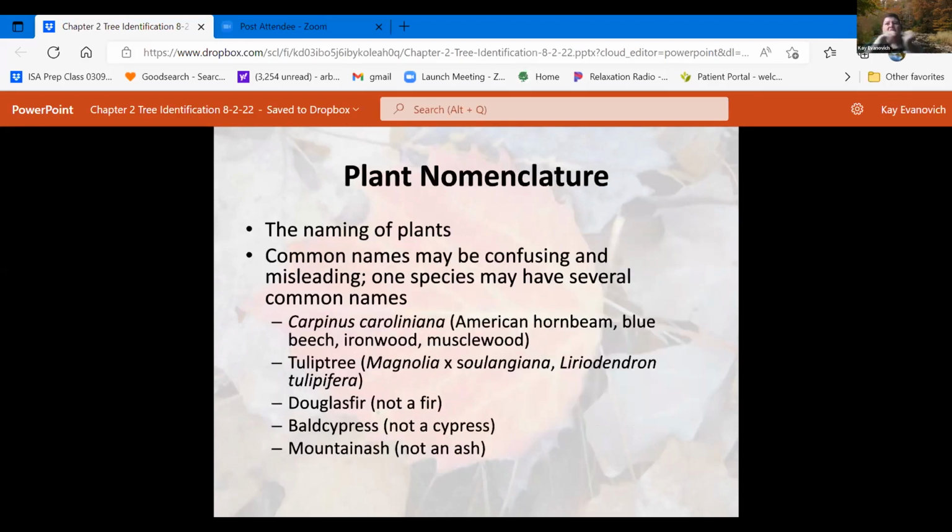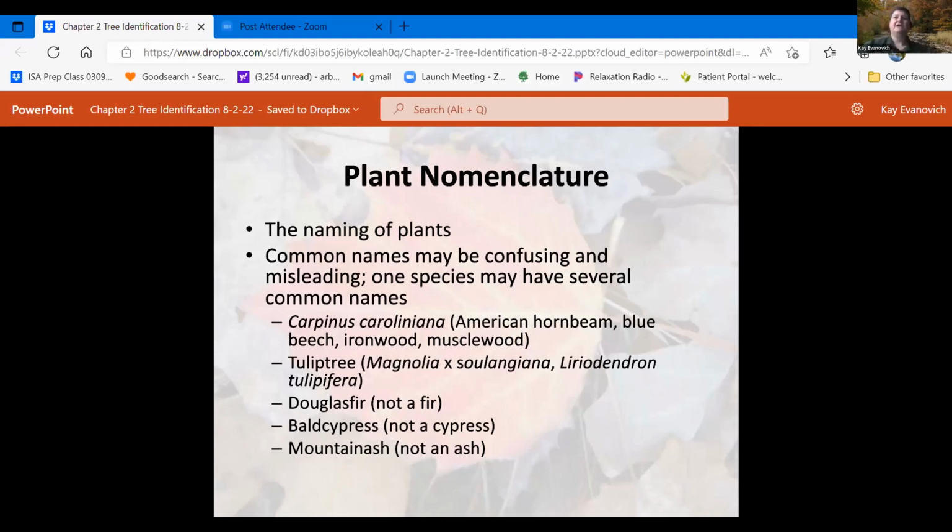All right, so nomenclature, the naming of plants, remember? Common names, let's face it, they can be confusing and very misleading because one tree may have several different names depending on where you are. You've got Carpinus caroliniana, American hornbeam, but it's also called blue beech. Out west, they call it an ironwood. In parts of the north, they call it a musclewood. But it's always our Carpinus caroliniana. That is an American hornbeam, right? Or blue beech or ironwood or musclewood, but it's always a Carpinus caroliniana.